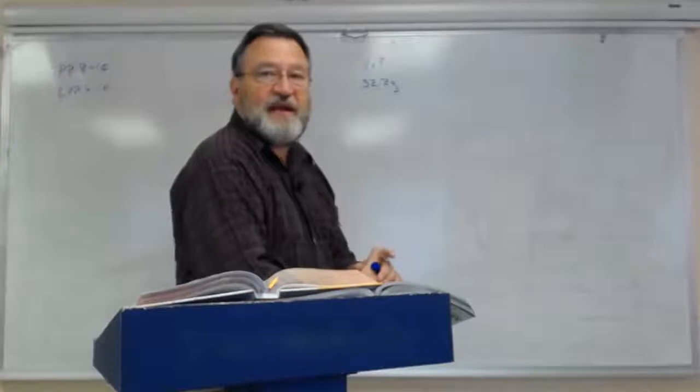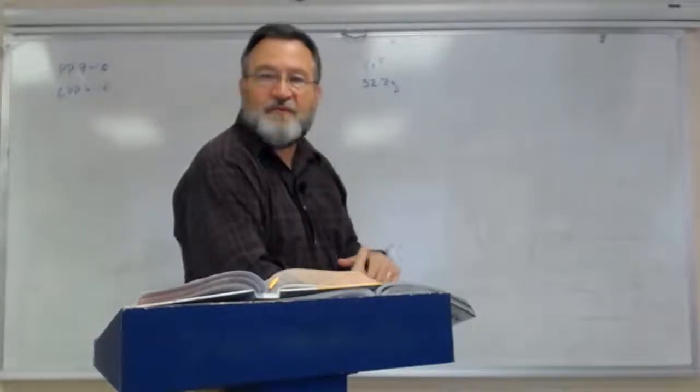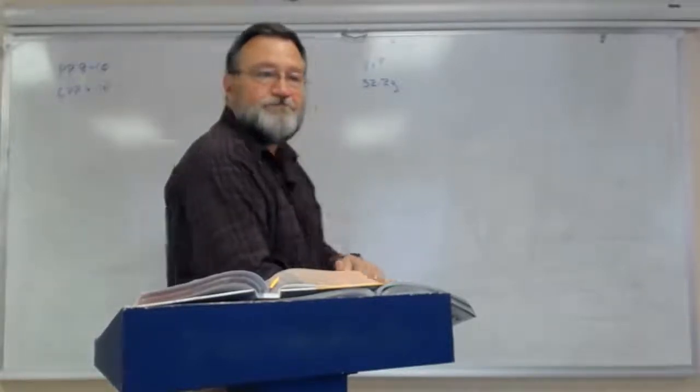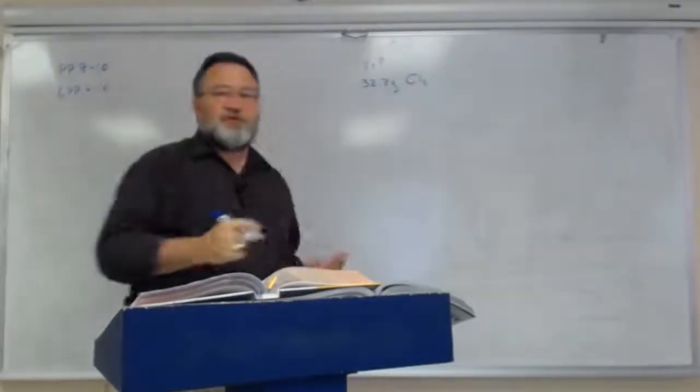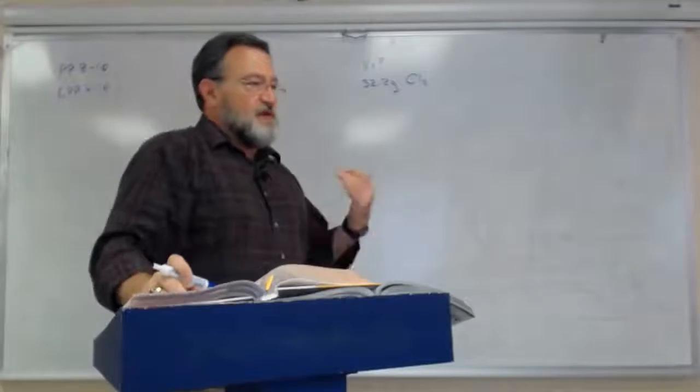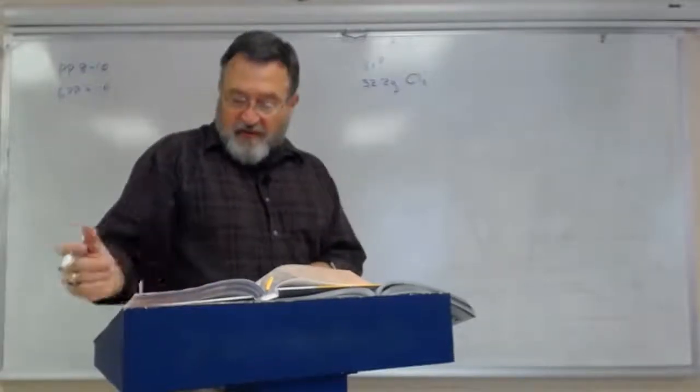32.2 grams of chlorine gas. I'm going to write chlorine gas up here. What's its formula? Cl2, right? Because it is a homonuclear diatomic, right? So its natural form is going to be in the molecular form.